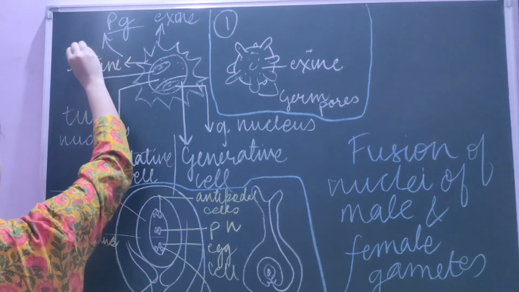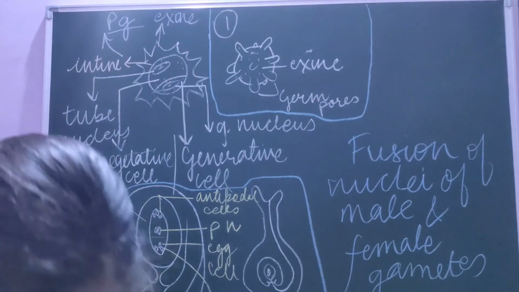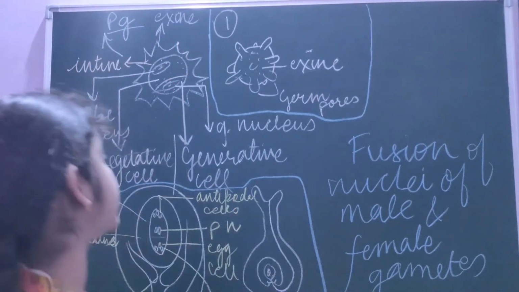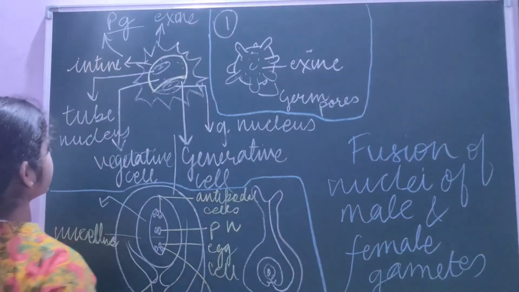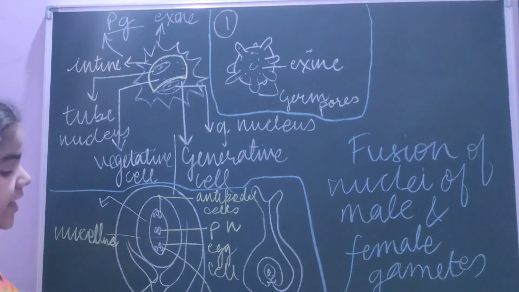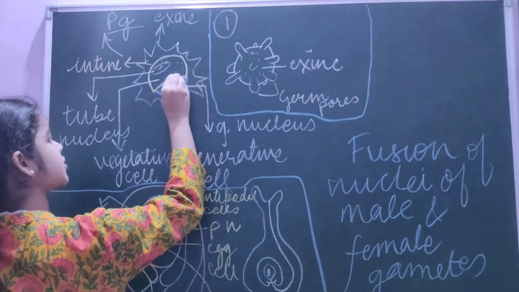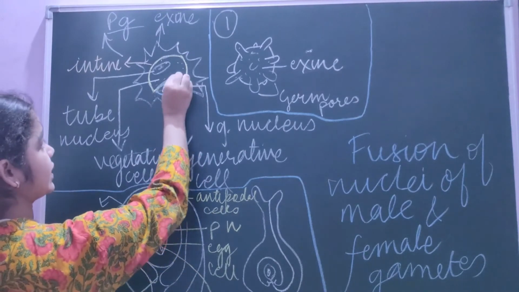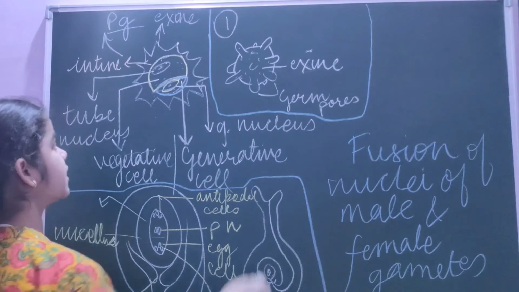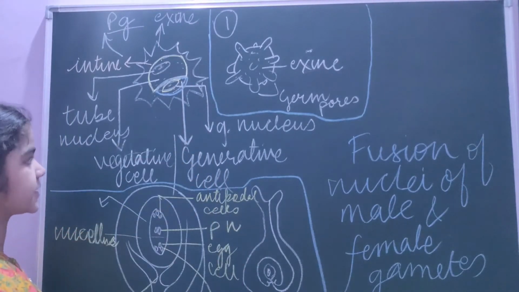So there are two walls for this, the exine and intine. Now you can see some more things out here. This part is termed as the vegetative cell, except for this, which is the generative cell. Now this nucleus is a generative nucleus, whereas this nucleus is the tube nucleus. I hope this is clear.